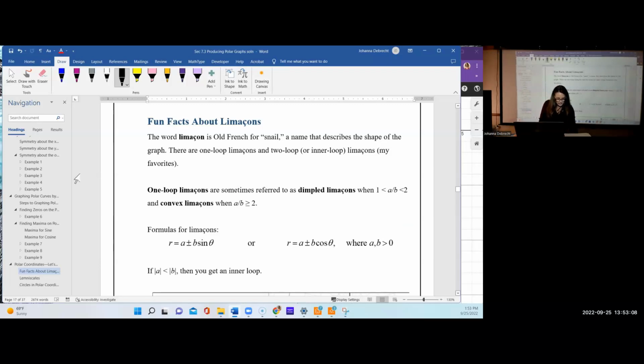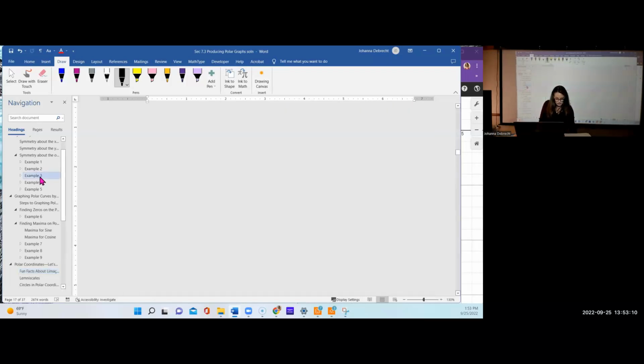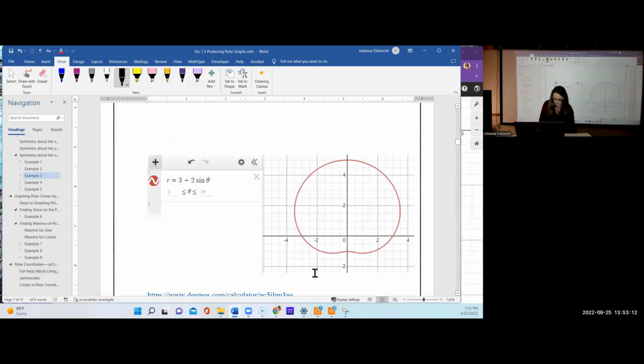And we saw a dimpled one up here. I'm trying to remember. Yes, it was this one right here. And so again, this is what we mean by a dimple. It's sort of an indentation in the graph. All right.